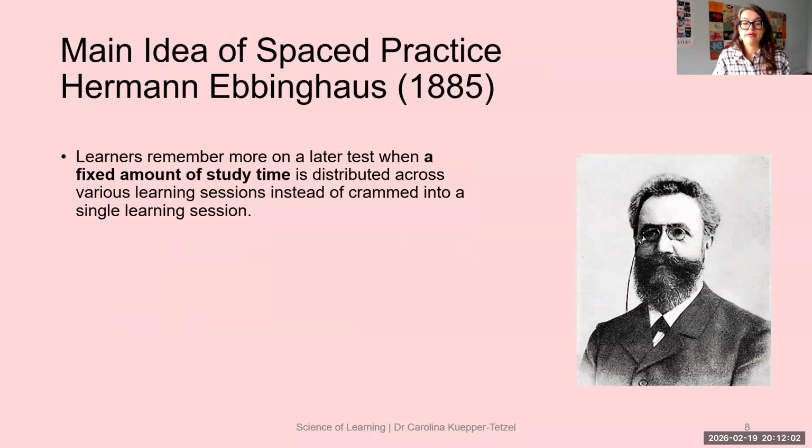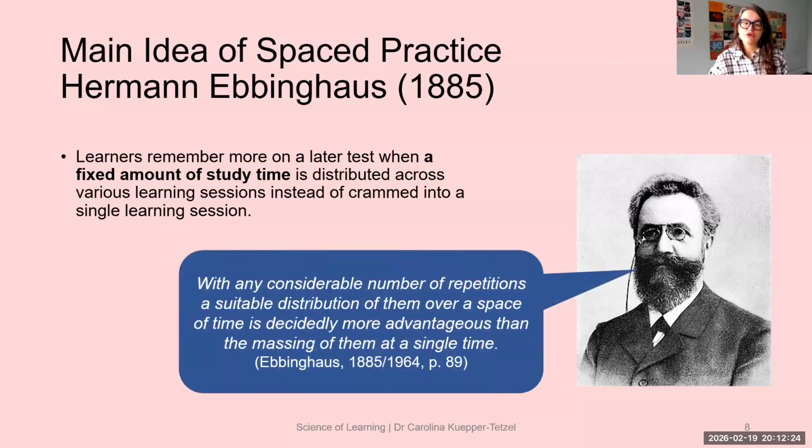This dates back to Hermann Ebbinghaus from 1885, and he tested this with himself as a participant, that when you have a fixed amount of study time and you distribute it over a longer period of time, then your learning is benefited by it. To put it in his own words, with any considerable number of repetitions, a suitable distribution of them over a space of time is decidedly more advantageous than the massing of them at a single time.